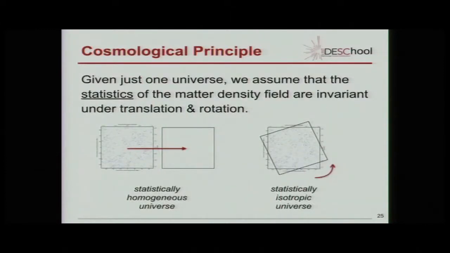Given one universe, we're assuming that the statistics of the underlying matter density field, the thing we care about, are invariant under two operations. Translation: if you move from one place to another place in the universe, it's not going to be the same. If I go from the Milky Way to Andromeda, it's totally different. But statistically, it's the same. And also rotations. The names associated with that are homogeneity, saying that you can translate, and isotropy, saying that you can make rotations.